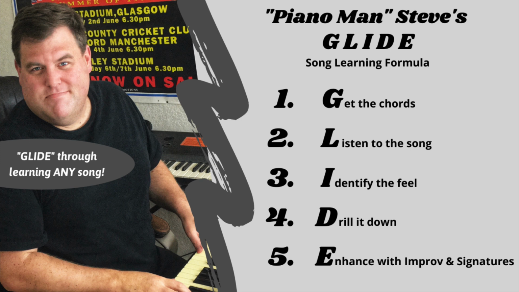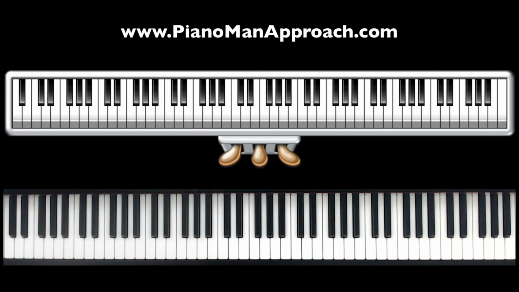Some of that stuff is going to be pretty self-explanatory to you. Some of it you might need a little explanation on, and that's what we're going to get into right now. Let me get back to where you can see the piano. So, obviously, the first step is get the chords. You can do that by simply going to a Google search, typing in the name of the song you're trying to learn, and the word chords. It's going to bring up a lot of different options for you.